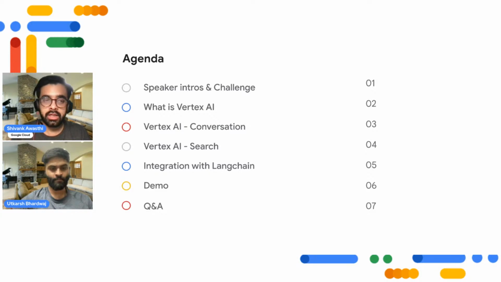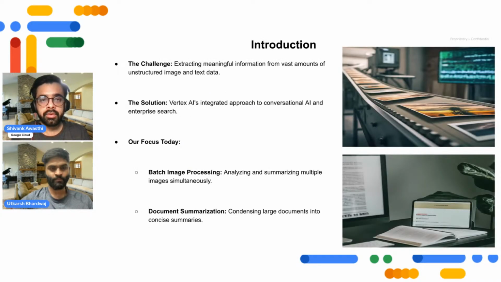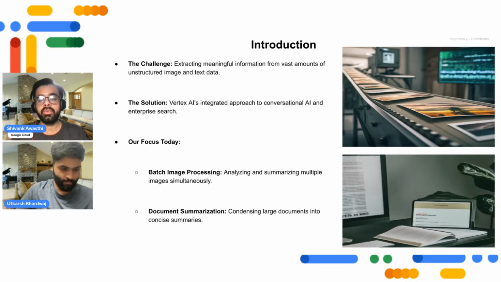So, let's get started. The introduction for most of the use cases of Vertex AI is to understand the major challenge that continues with the advancement of data and AI: how do we extract meaningful information from vast amounts of unstructured image and text data. With the advancement of Vertex AI, there's an integrated approach to conversational AI and enterprise search. In this meet today, we are going to talk about two particular use cases: one is batch image processing, and the second is document summarization.